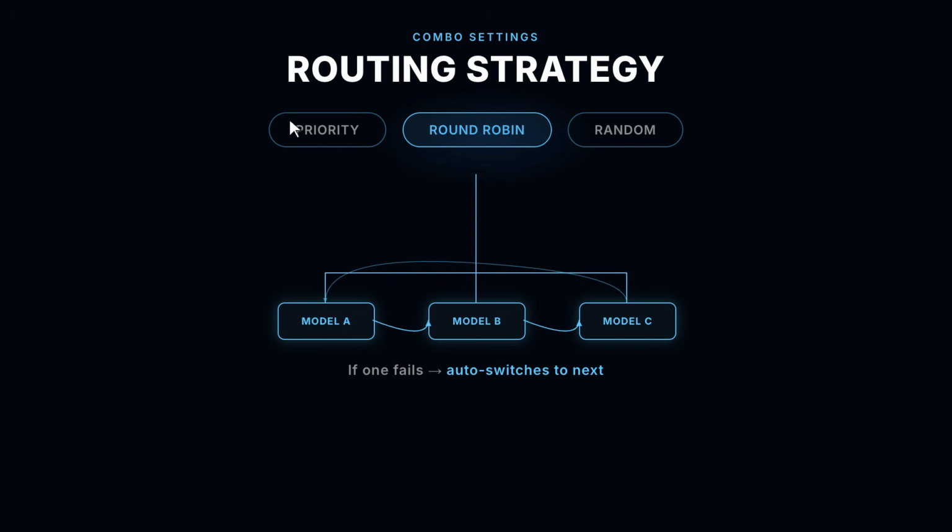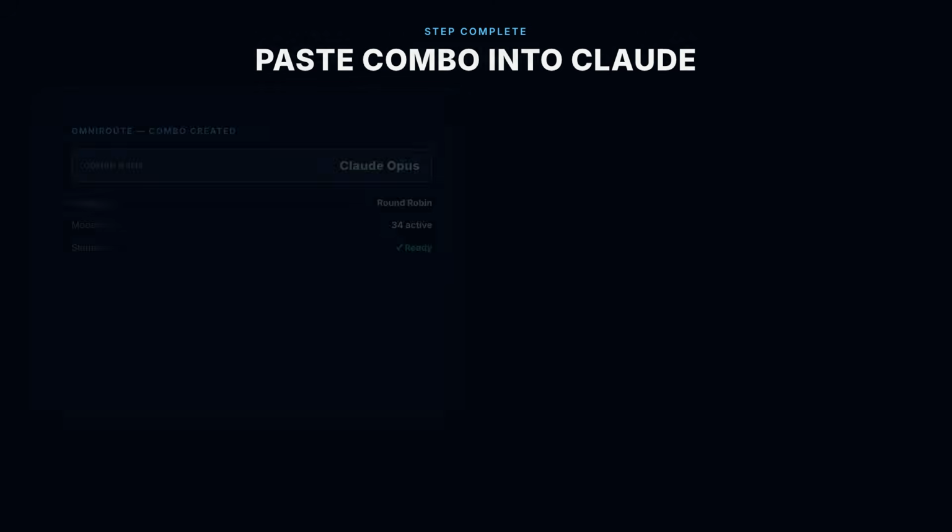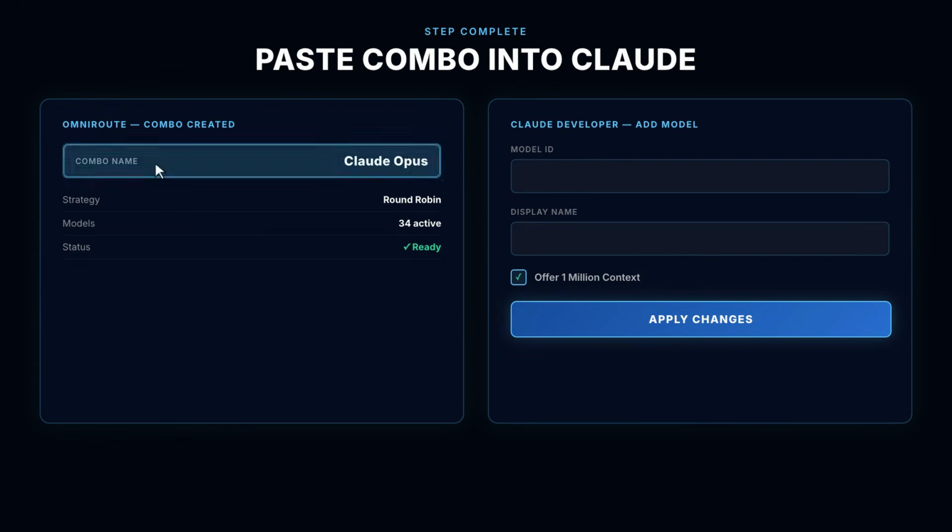Scroll down, click Next, and review everything. Name is Claude Opus, strategy is Round Robin, and here are all your models. Scroll down and click Create Combo. Your combo is now created. Copy this combo's name, go back to Claude, paste it into the Model ID field. For display name, you can keep it the same or rename it. For example, Claude Opus 4.8.